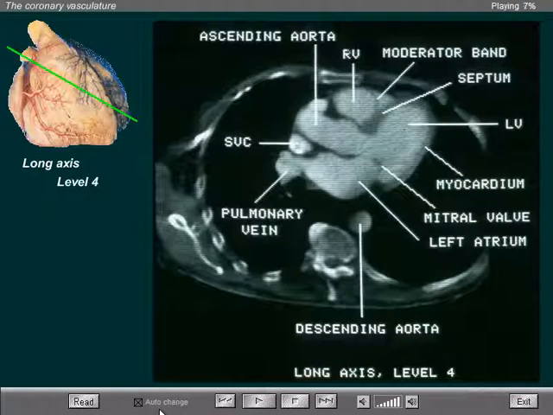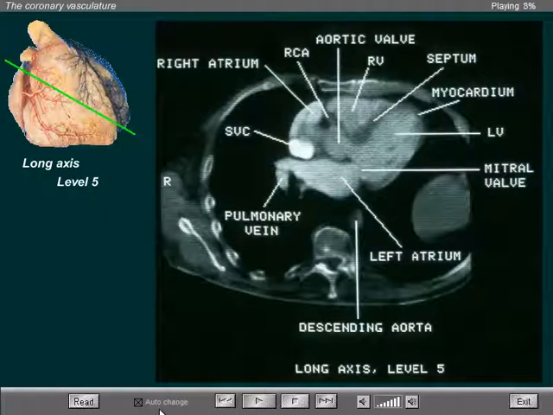In level 4, we see the filling defect in the right ventricle that represents the moderator band, the interventricular septum, which appears non-opacified, the left ventricle, and then we note behind the right ventricle the ascending aorta. Behind the ascending aorta, the superior vena cava, and the most dorsal chamber that we see is the left atrium.